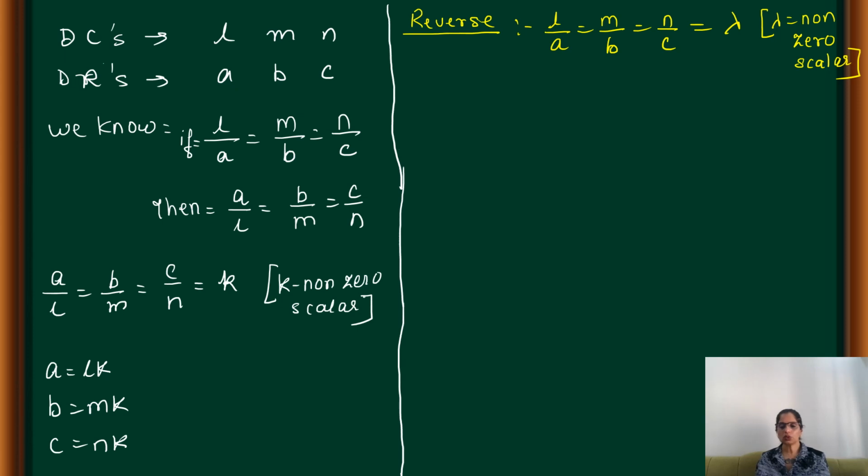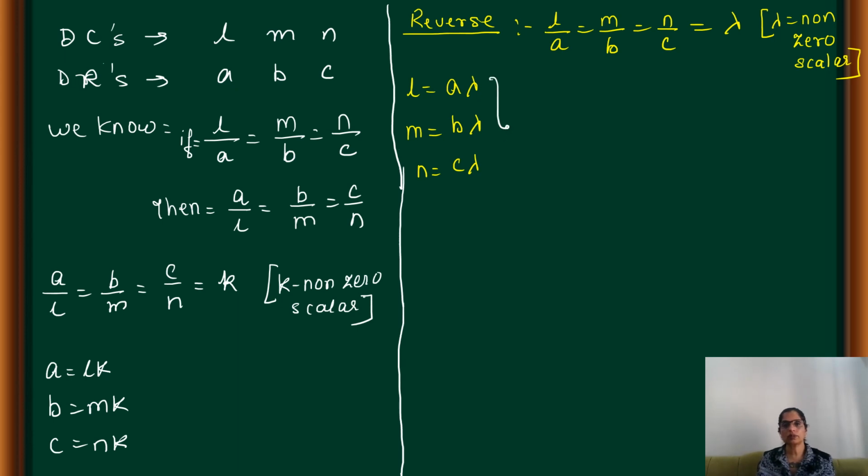Alright. So, which means, can I say that L is equal to lambda A, M is equal to B lambda, and N is equal to C lambda? Correct? Okay. We know one ratio that we saw. What did we see? L square plus M square plus N square is equal to 1. Let's try to use this here.